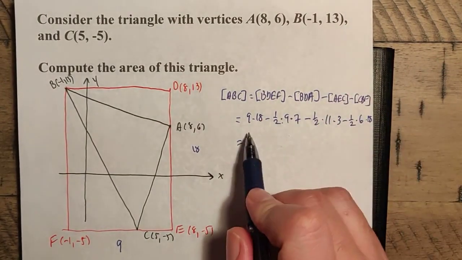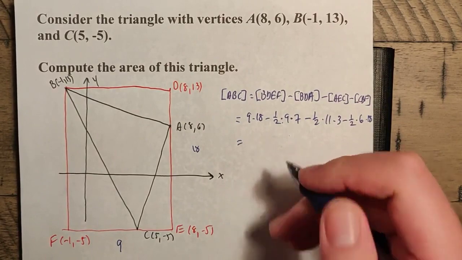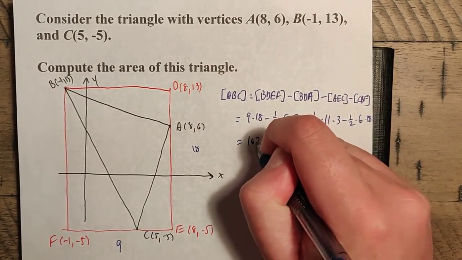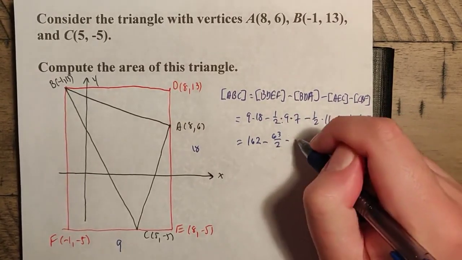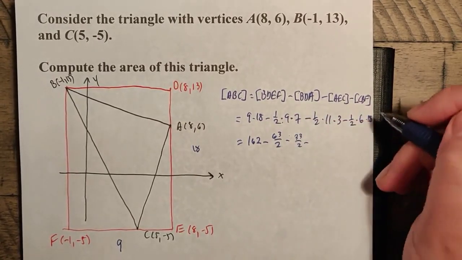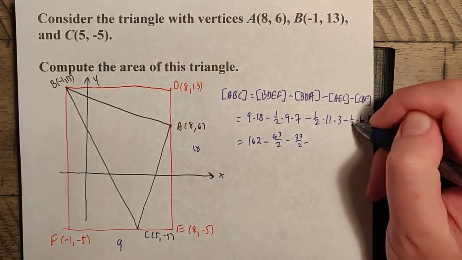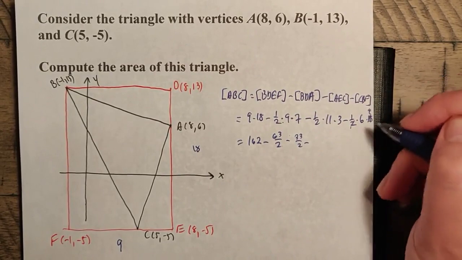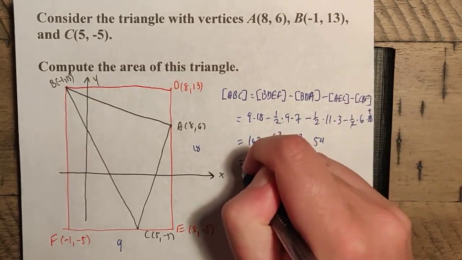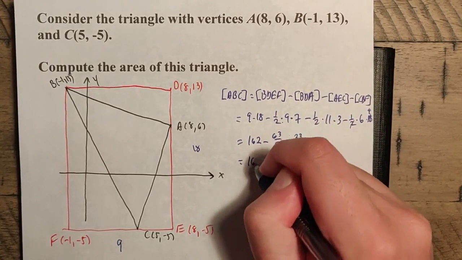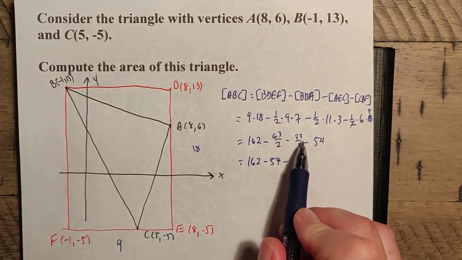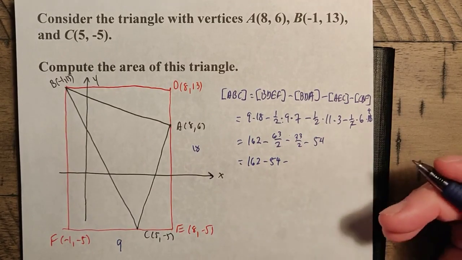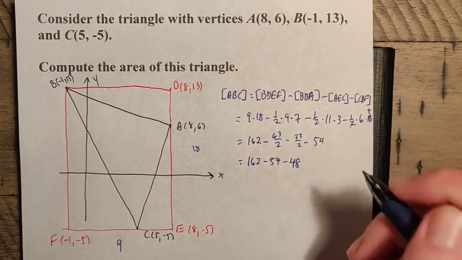Okay, so let's go ahead and write this out. This is going to be double 81, which is 162, minus 63 over 2, minus 33 over 2, minus 1/2 times 6 times 18. 1/2 of 6 is 3, times 18 is 54. So in this case, it's 162 minus 54 minus 63 and 33 together, which is 96. 96 divided by 2 is 48.